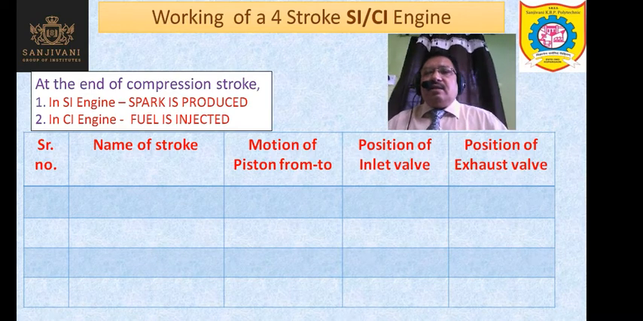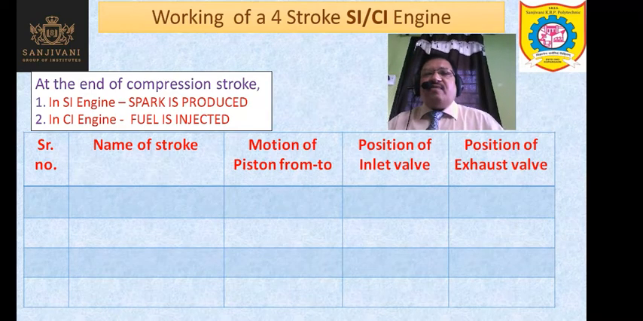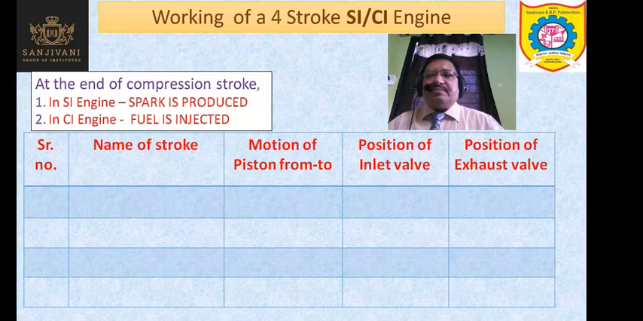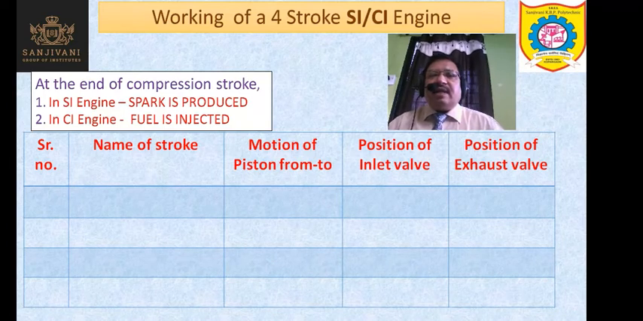Let us study the working of a 4-stroke engine. There is a lot of similarity between the working of SI engine as well as CI engine. We know that SI engine means spark ignition engine and CI engine means compression ignition engine.